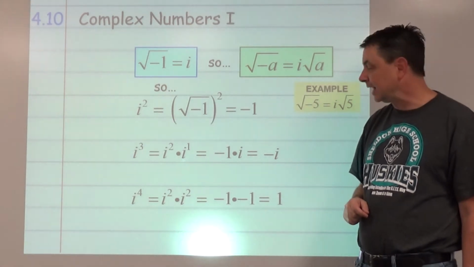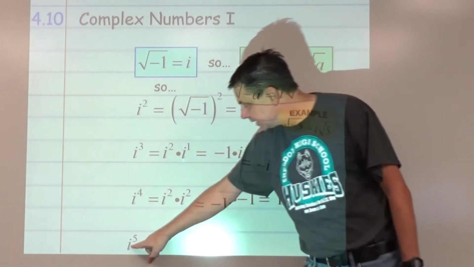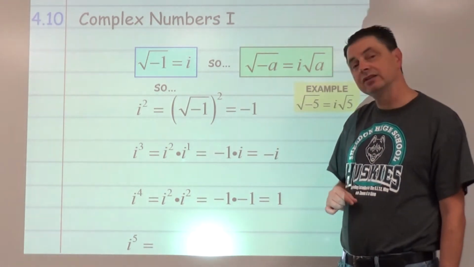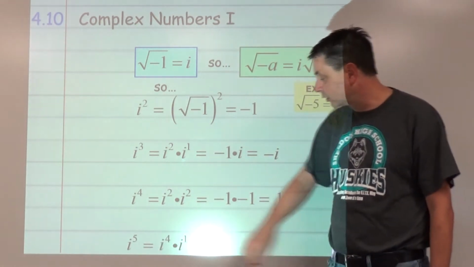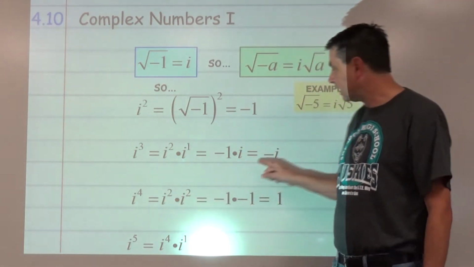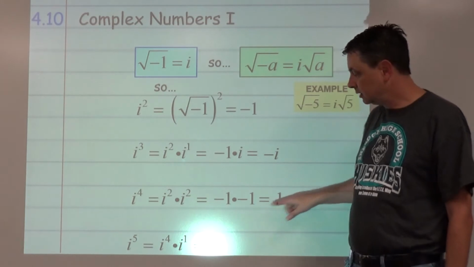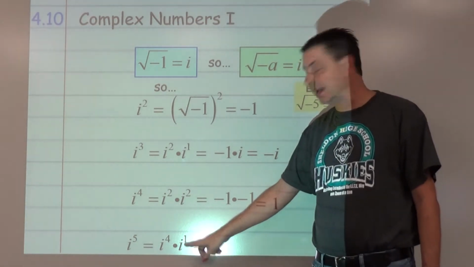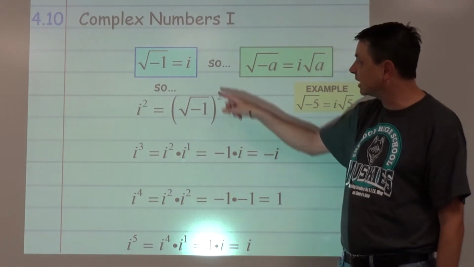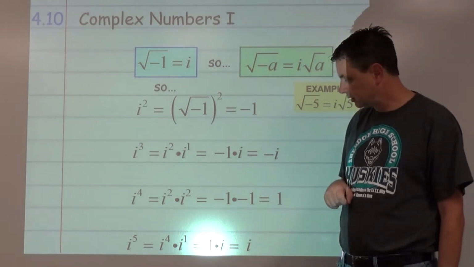Let's look at another one, i to the fifth. The easiest way to break that one down is i to the fourth times i to the first. i to the fourth is 1, and i to the first is just i. So 1 times i is i, which is the same thing as i to the first.